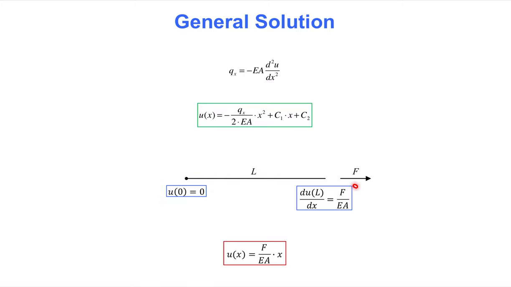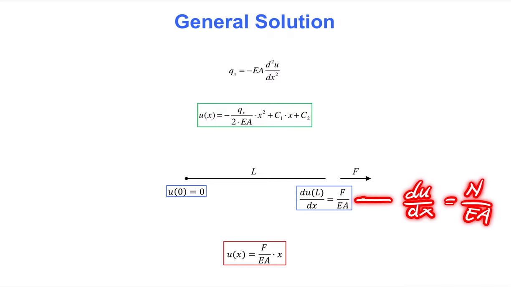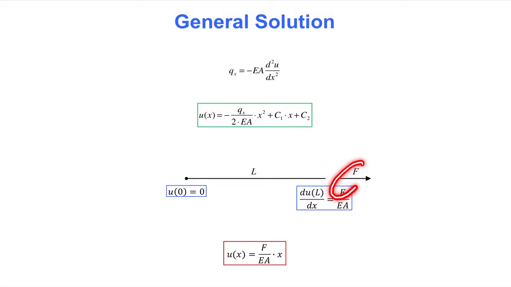The other boundary condition, which is shown on the right-hand side, makes use of a fact we learned on the previous slide. Namely that the derivative of the longitudinal displacement with respect to x is equal to N over EA. That applies to the right-hand side, where the axial force is equal to the externally applied load, F. By substituting the general solution from the green box into each of the two blue boxes, we obtain two equations in the two unknowns, C1 and C2.